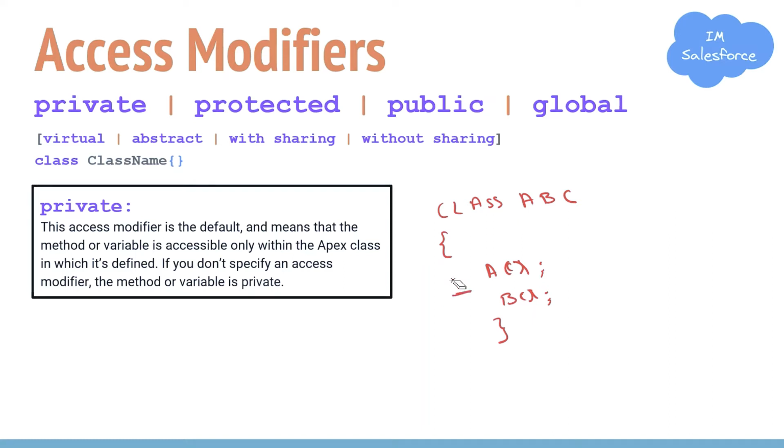Okay, so if we don't have any access modifier for this particular A method, then it is by default private, and this class is also by default private if we haven't defined the access modifier for this particular class. Okay, private means it will be only accessible within that particular class in which they are defined. So whatever we had defined for A and B, we can use only in this class. We cannot use the particular A and B methods in another class.